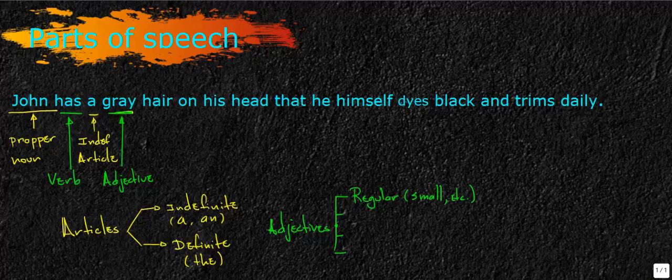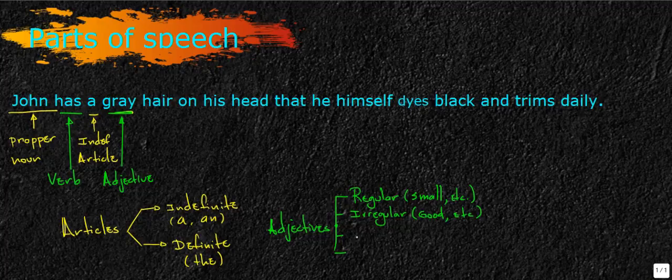Now we have the irregular adjectives. And the irregular adjectives are those adjectives that when you transform them into the comparative form, you cannot follow the same rules that you normally do. You cannot add er. So say, for example, good. When you're saying good in the comparative form, you don't say gooder, you say better. You see, it changes completely when you transform it into the comparative form.